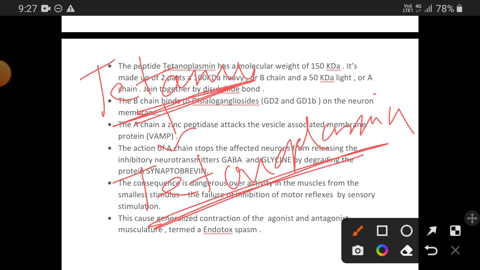Okay, so this tetanoplasmin is of 150 kilodalton weight, and among them the A subunit is of 50 kilodalton and it is the smallest subunit, and the B subunit is of 100 kilodalton and it is the largest subunit. The B chain binds to the disialoganglioside, also commonly known as GD2 or GD1b, on the neuron membrane. The A chain zinc peptidase attacks the vesicle associated membrane protein.